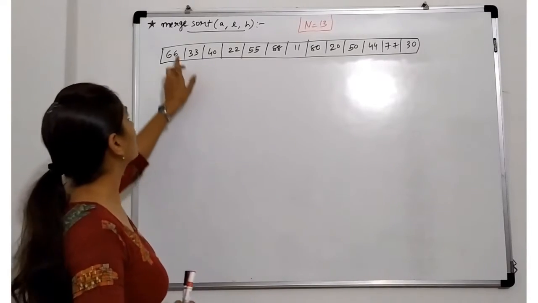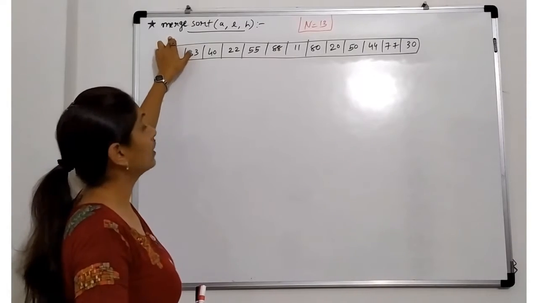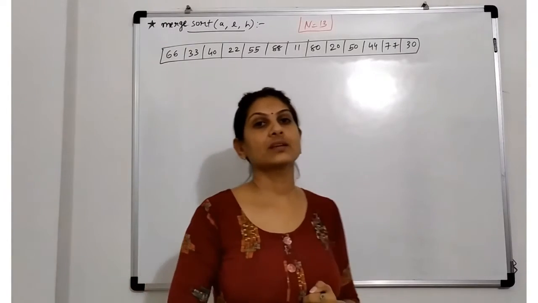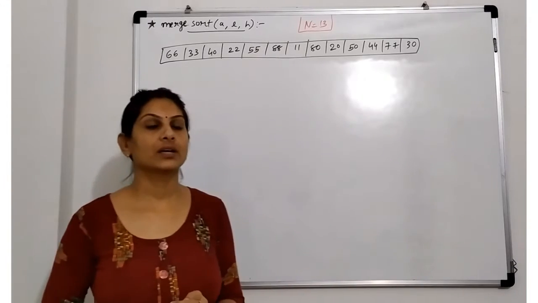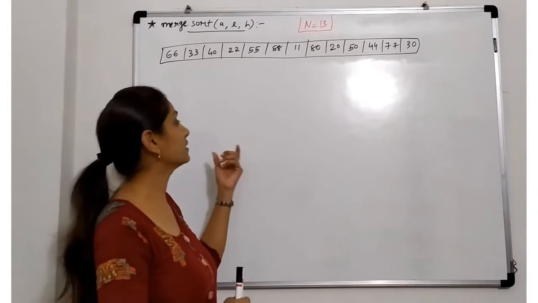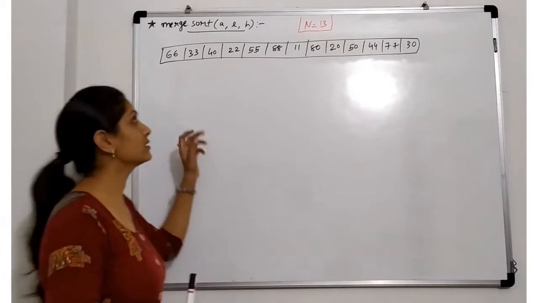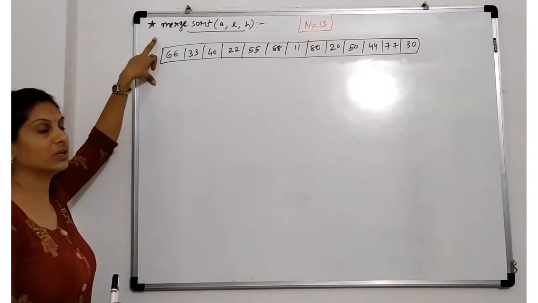Today we learn about the topic that is merge sort. In the previous lecture we discussed quick sort, and in the array chapter we discussed the bubble sort method. These two are array sorting methods. This is another method for array sorting, and its name is merge sort.